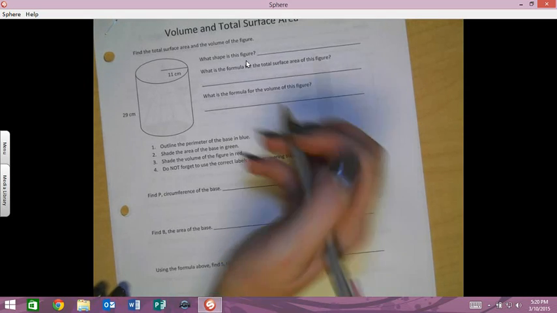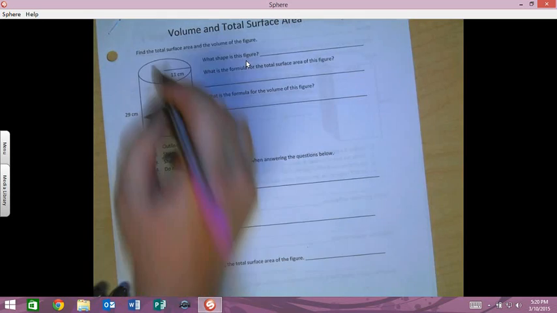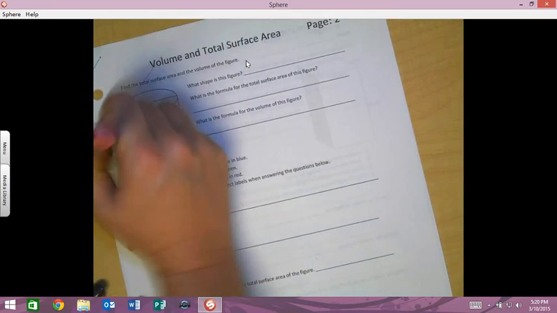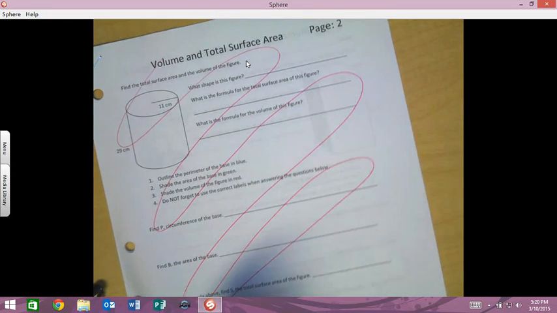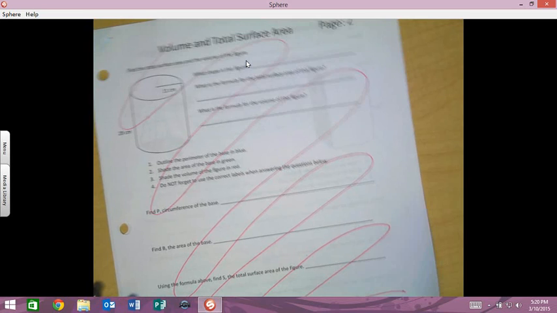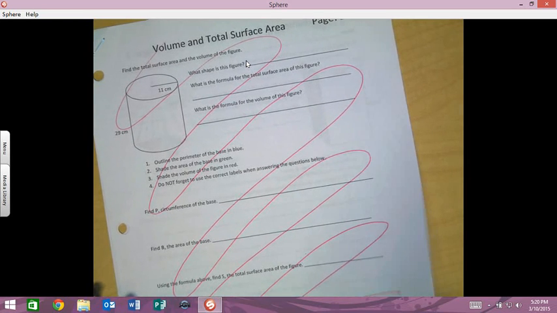is also nice is that we do not do cylinders in 7th grade any longer, so you can actually cross out the entire front page. We do not have to do it. Yay.